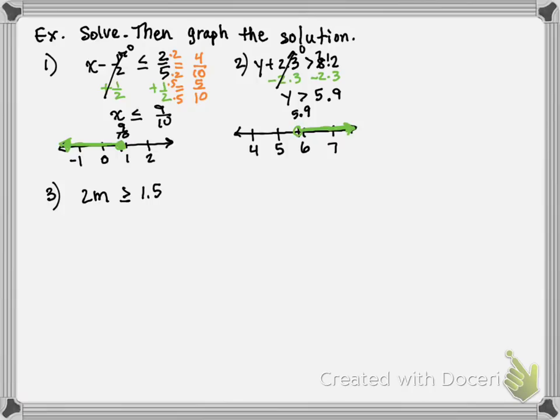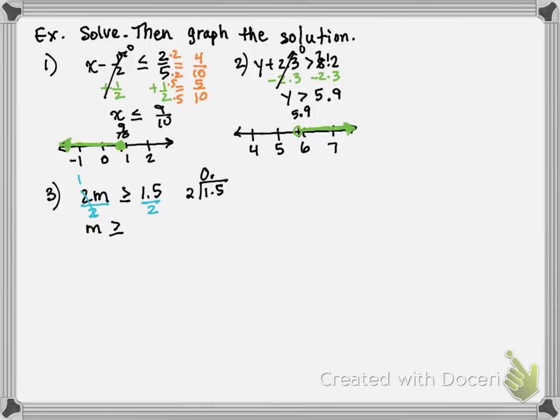So the inverse of multiplying by 2 is dividing by 2. So 2 divided by 2 is 1, and that leaves me with m being greater than. Now off to the side, I'm going to do the division. I don't have any decimals in my divisor, so I just bring my decimal point straight up into my answer.